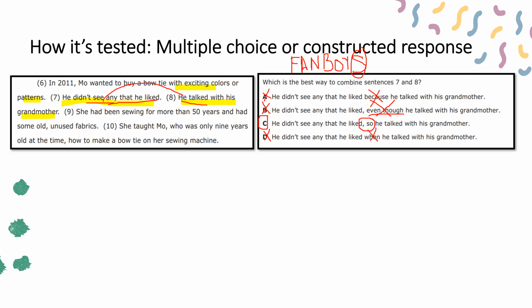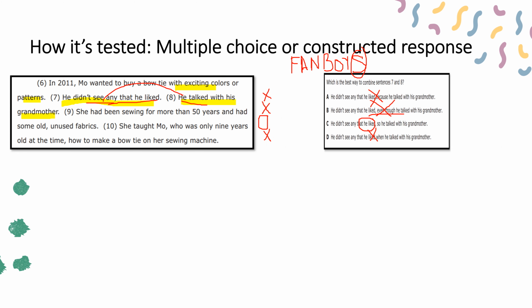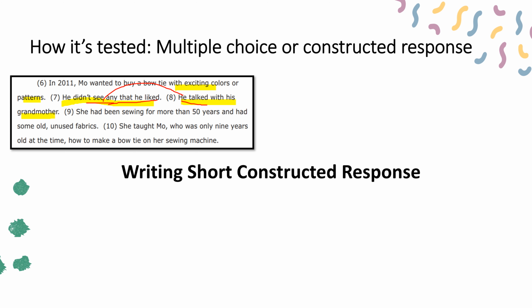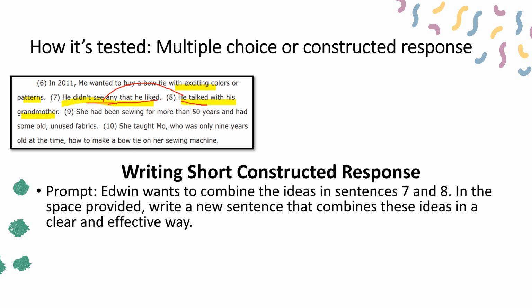Yes, that is how you think through these and how you know that you're choosing the correct answer for combining sentences. Now, if the tested item is not multiple choice, it may be that it is a constructed response. So let's take a look at constructed response, how that would look. So it's going to be a writing short constructed response. It may give you a prompt like this.